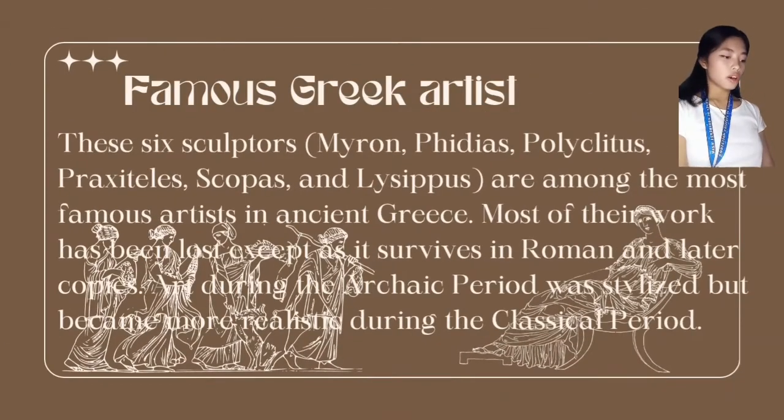The famous Greek artists are these six sculptors: Myron, Phidias, Polykleitos, Praxiteles, Scopas, and Lysippus, who are among the most famous artists in ancient Greece. Most of their work has been lost except as it survives in Roman and later copies. Art during the Archaic period was stylized but became more realistic during the Classical period.